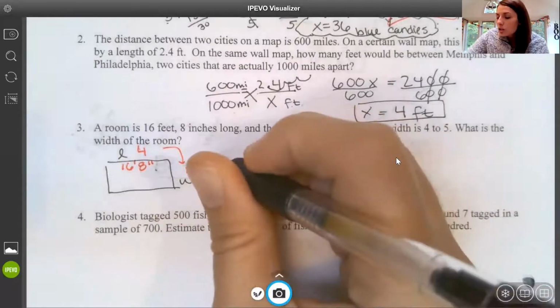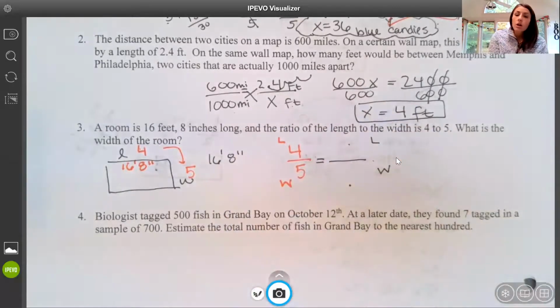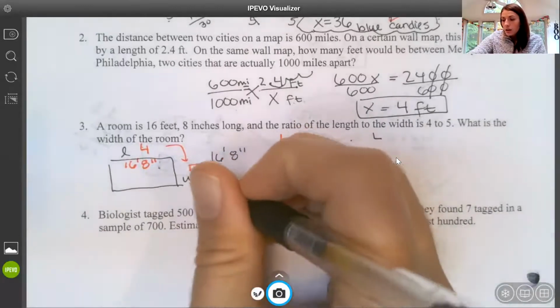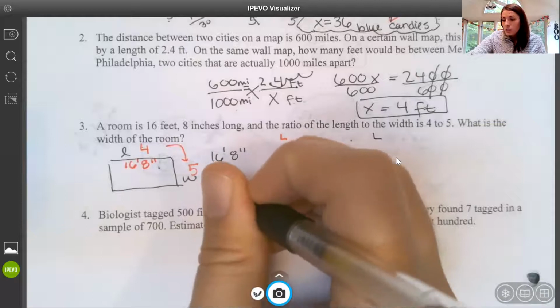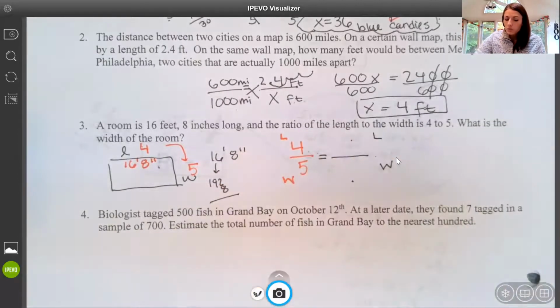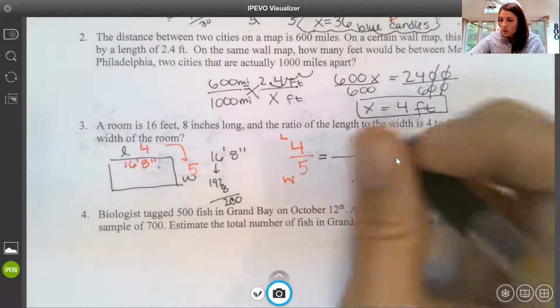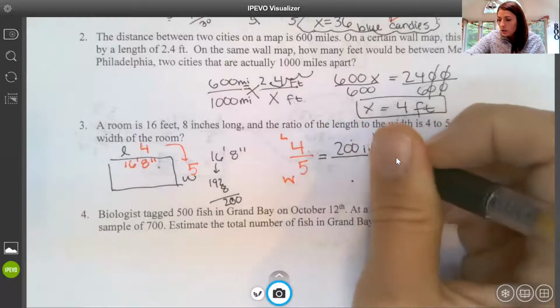So what I need to do is convert the 16 feet 8 inches to either all feet, so a decimal value using feet, or all inches. So I'm going to go all inches, where I say, okay, well, 16 feet, that's 192 inches plus the 8 inches that are on there. That's going to give me 200 inches across my length. So my length is 200 inches.